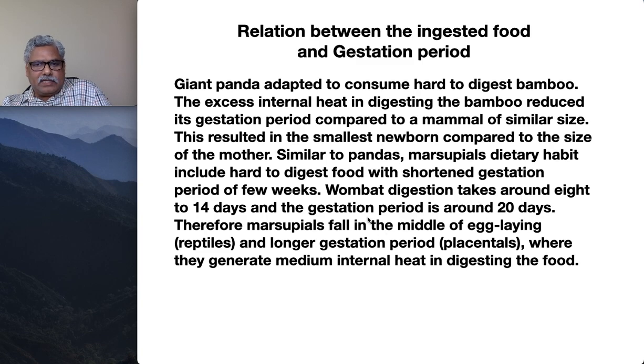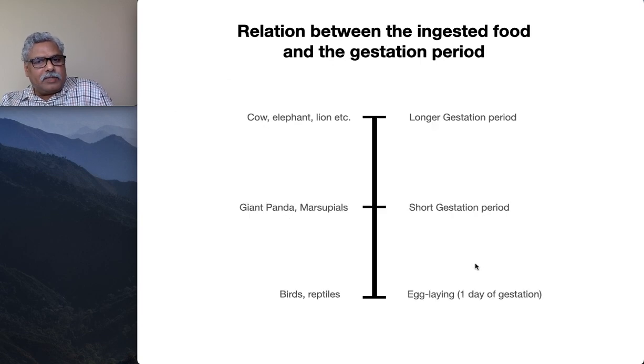But this wombat and then panda have very short gestation period, where they generate medium internal heat in digesting the food. So the other ones, cow and lions, these generate medium internal heat. When you look at in the picture, so birds and reptiles, they generate a lot of heat and they adapt to egg laying, that we can term as 1 day of gestation. And giant panda and marsupials, wombat, so these species have short gestation period.